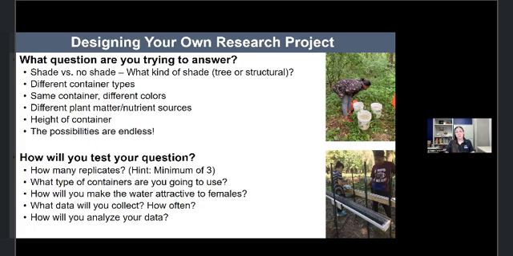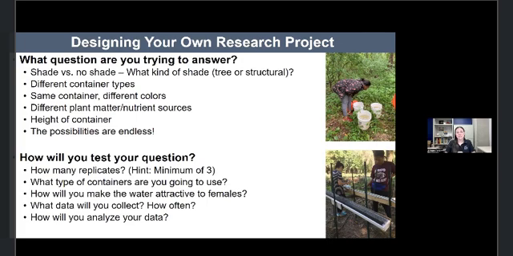We need to put some nutrients in these containers. So do you want to have plant matter, like grass clippings or dead leaves? What type of plants? Or do you want to use a different nutrient source? For example, you can use fish flakes as food. Or if you have a pet at home, you could use your pet's food, put some of that in the water. So what kind of nutrient source? How are you going to attract your mosquitoes?